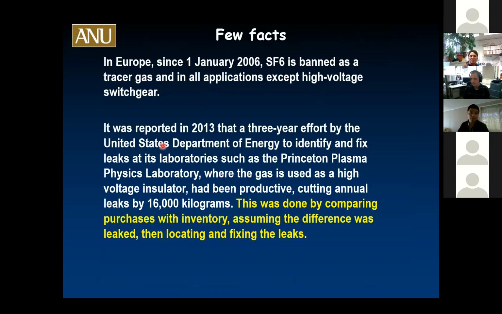Also quite interesting, in 2013 the United States Department of Energy identified quite big leaks at laboratories like Princeton Plasma Physics, where it was used as a high voltage insulator. They were able to cut annual leaks by 16 tons per annum. This was done by comparing purchases with inventory, assuming the difference was leaked, and then locating and fixing the leaks. So it's really serious, and in big laboratories it's quite considerable.